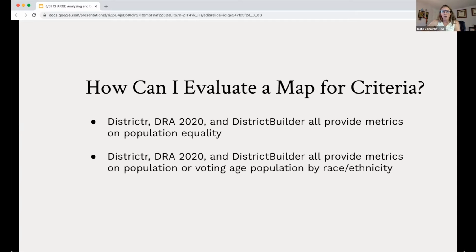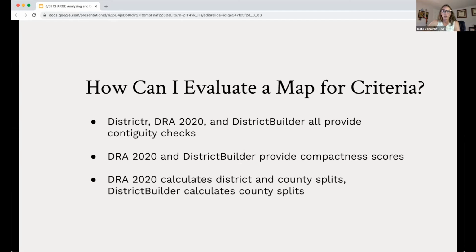I've already noted how evaluating a map for VRA compliance is a technically complex undertaking, and that examining the racial and ethnic makeup is the first but not only step in this process. So you can at least get that in Districtor, DRA 2020, and District Builder. And in some cases, they also will provide the demographics of the voting age population. Contiguity is pretty straightforward as well. All three tools that I'm focusing on will do contiguity checks for you.